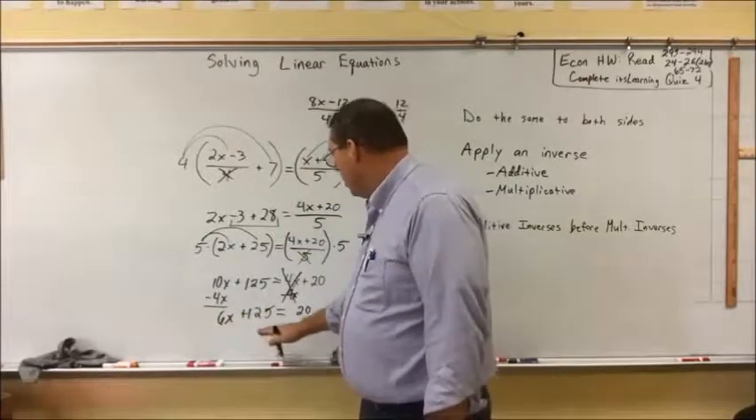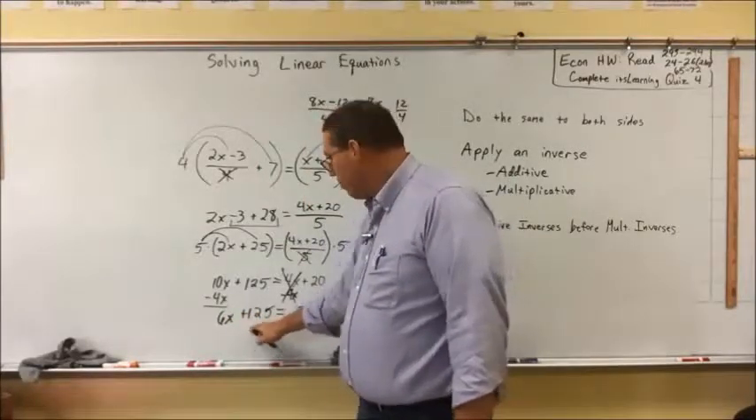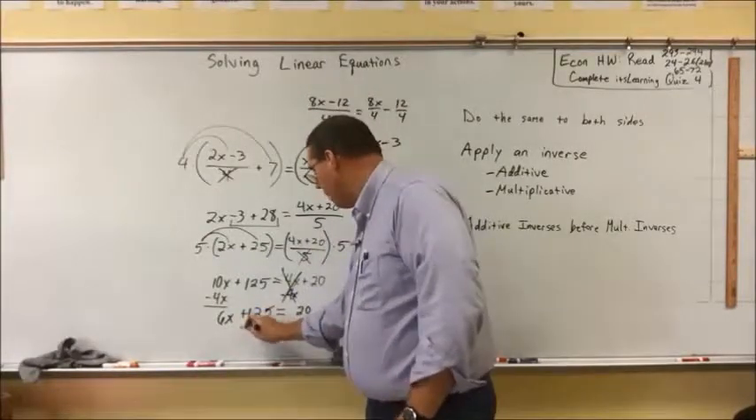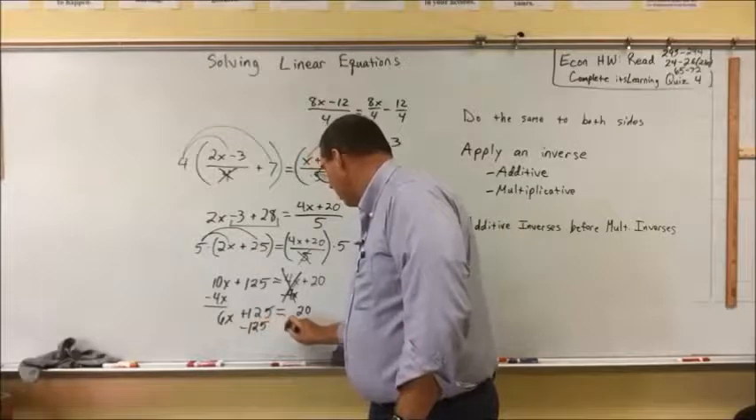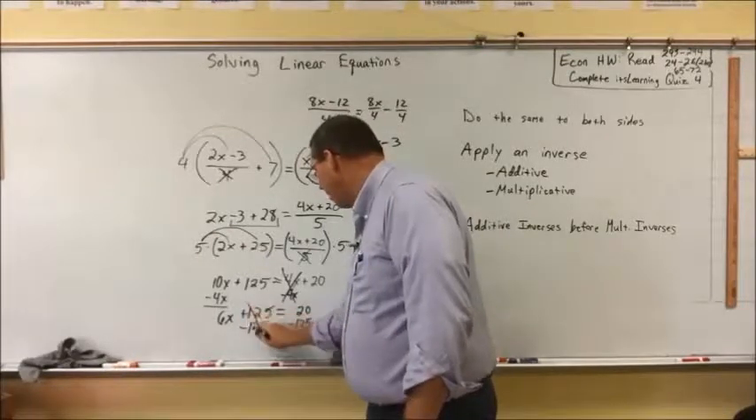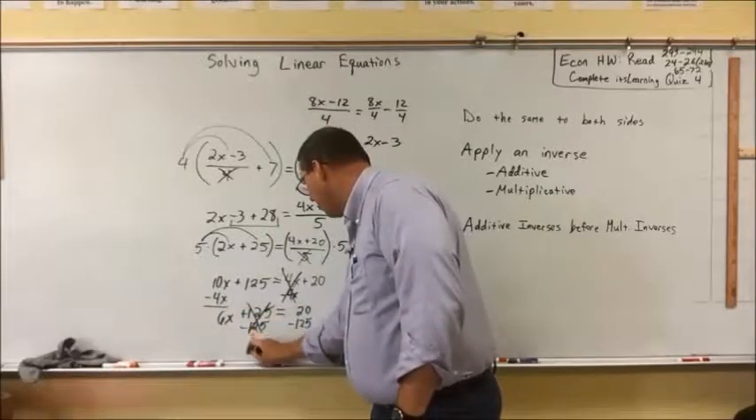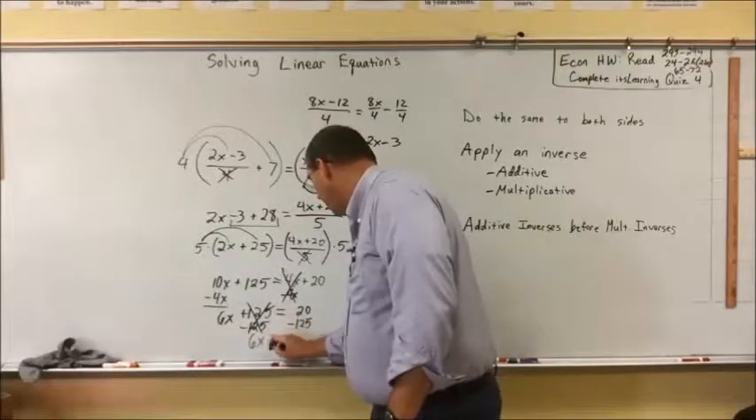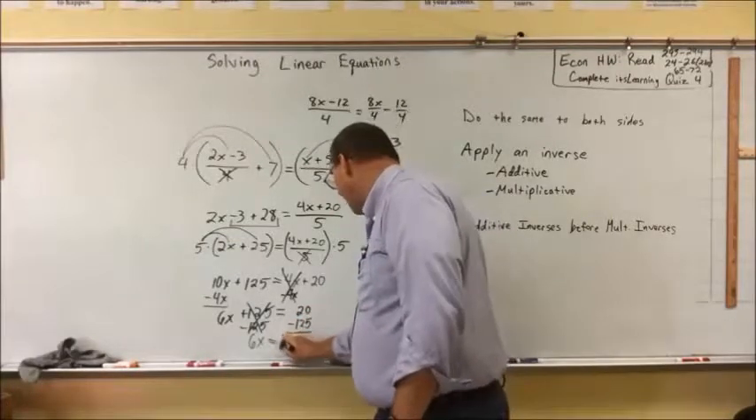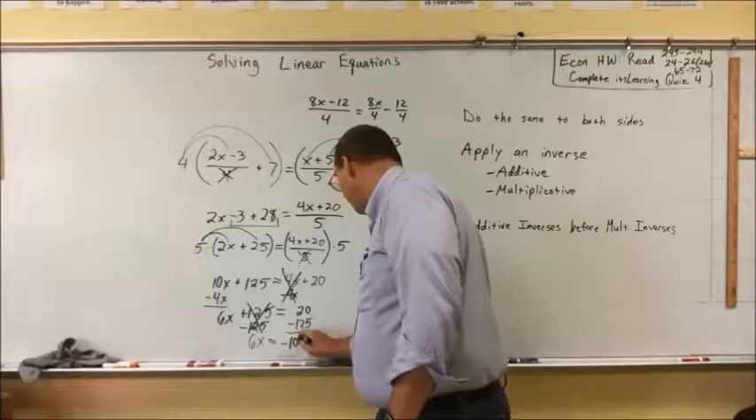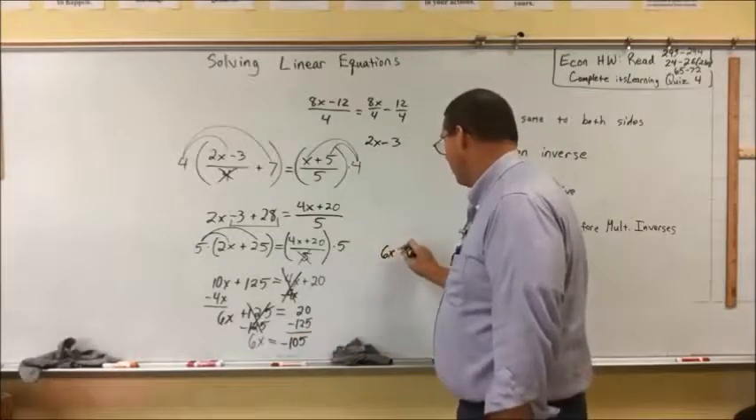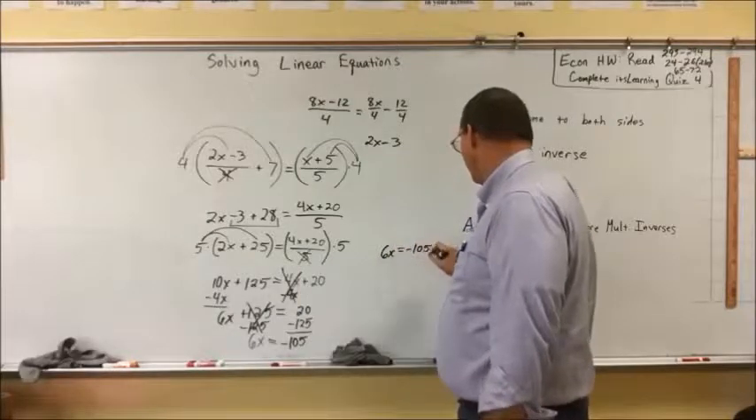Now, one more additive inverse. We got this plus 125. We want to move it away from the x. So we're going to minus 125 here. We're going to minus 125 here. On the left side, it's going to cancel. We're going to carry down the 6x, carry down the equal sign. 20 minus 125 is negative 105. And I'm going to bring this over here now. 6x equals negative 105. Okay?